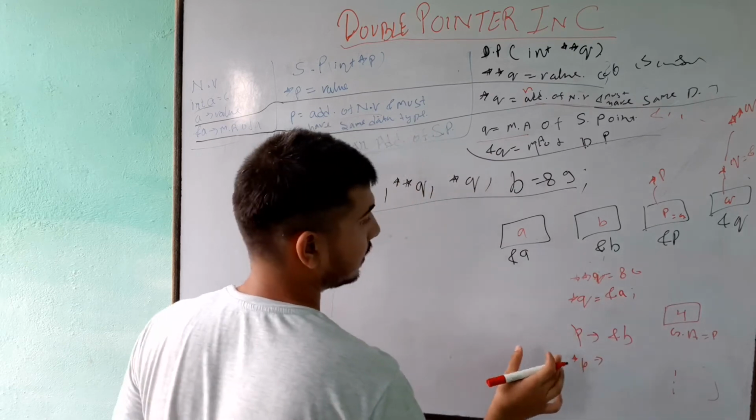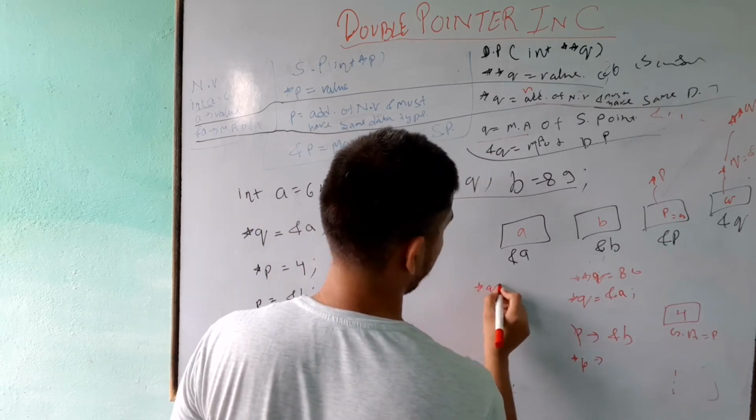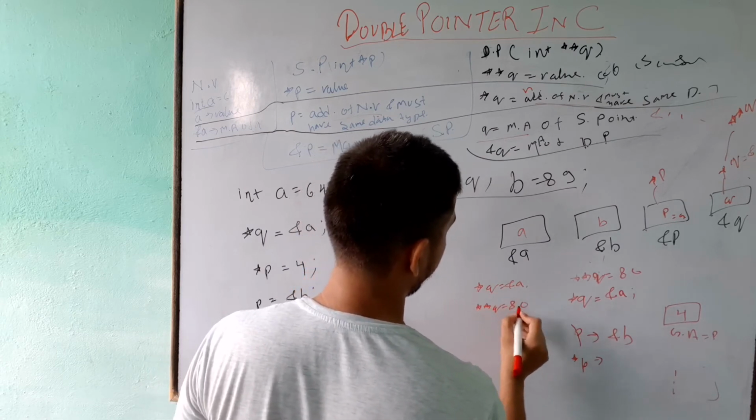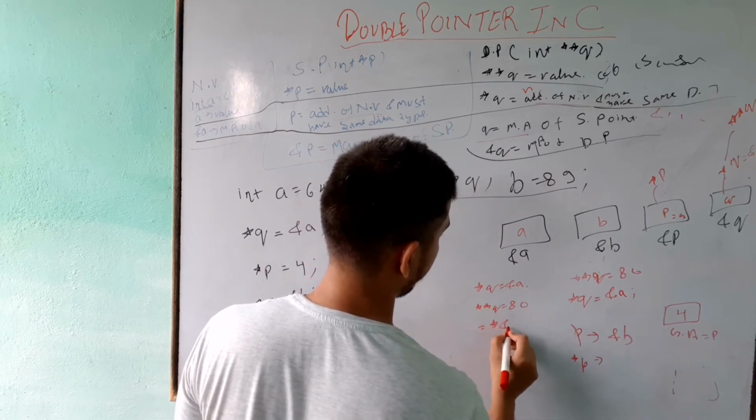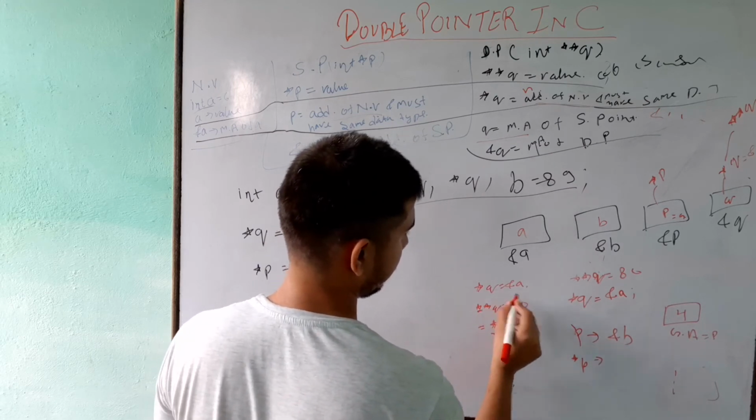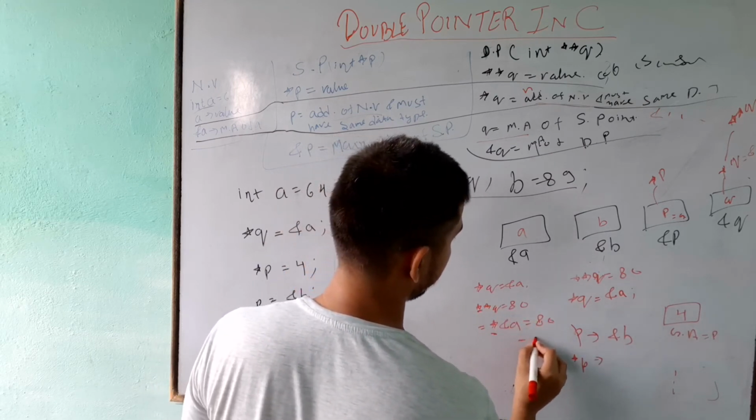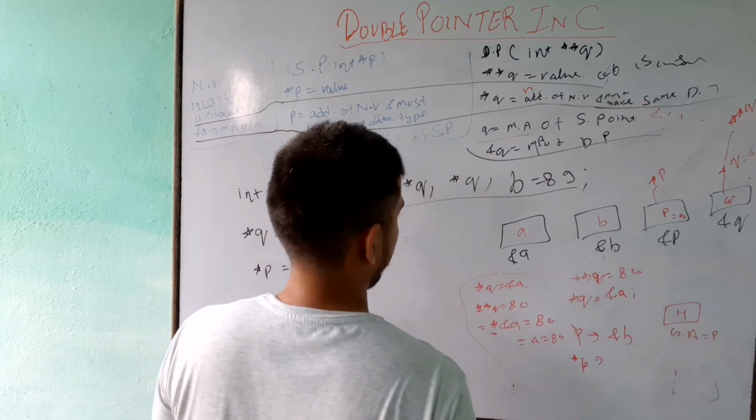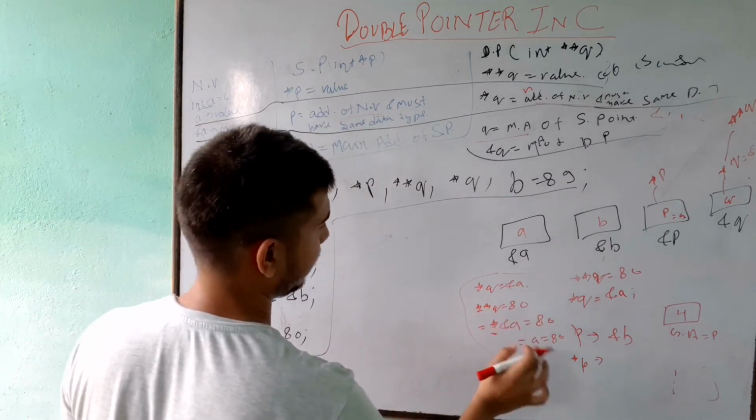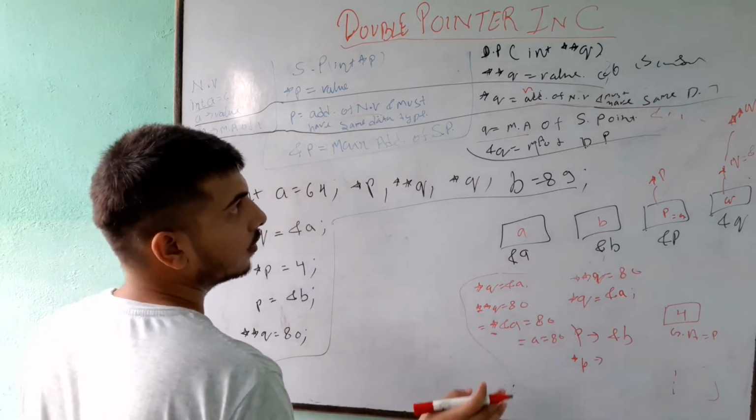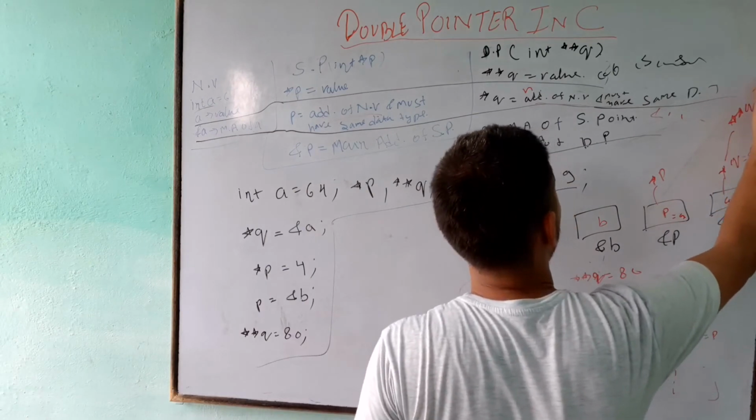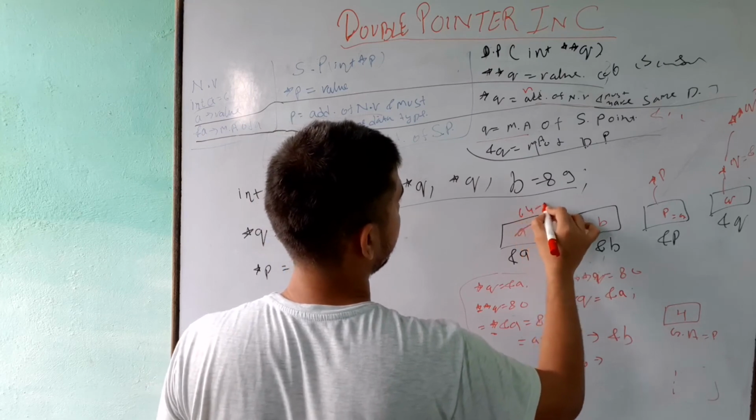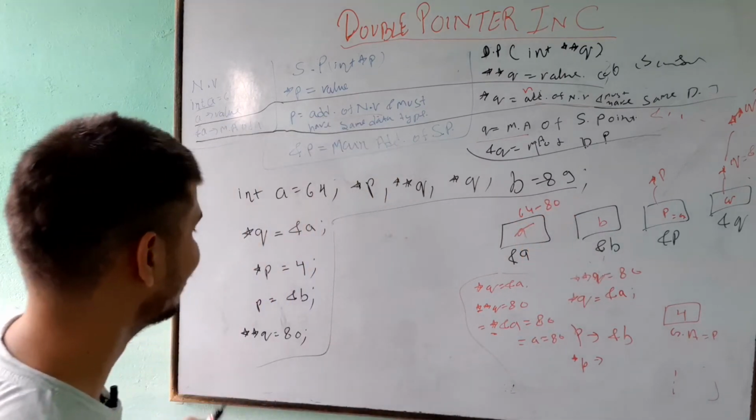So what does that mean? *q was holding &a. I am saying that *q make it 80, that means *&a will become 80, that means a will become 80. I am simply assigning with the asterisk on both sides, that's all. So now *q will become 80 and also a, which was previously 64, will become 80.